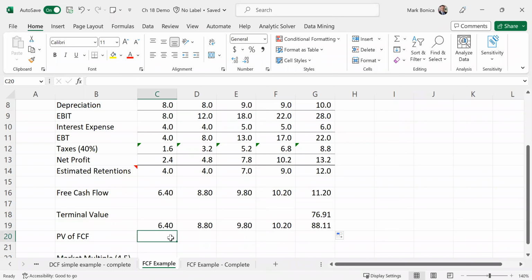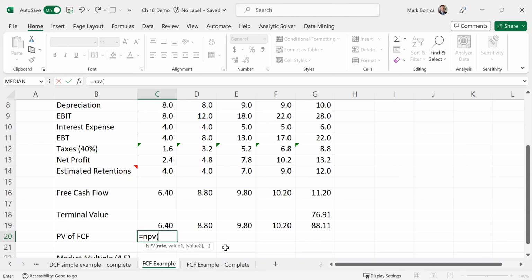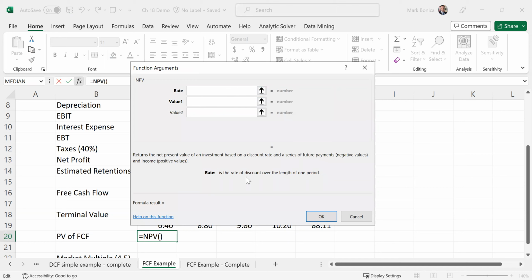The easiest way to do it in Excel is to type in equals NPV. And again, remember, the Excel formula NPV is not actually the NPV, it's just the present value. I really don't know why they call it the NPV, so just reminding you that it's not actually an NPV. We're going to take the rate. If you're working in Excel and you need a little bit of help, you hit the FX button and it says, what's the rate? And it'll even tell you the rate is the discount rate. What's the discount rate we said we're using?